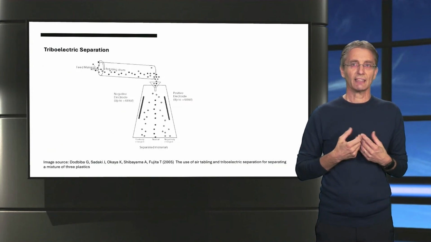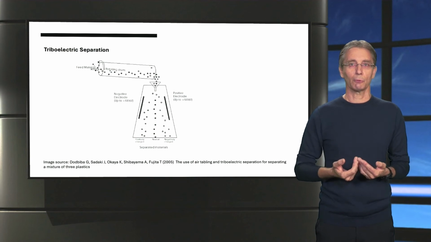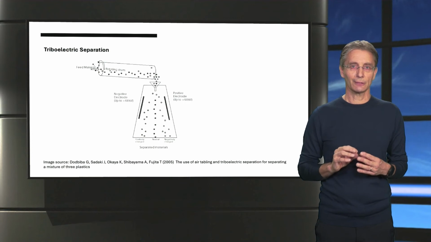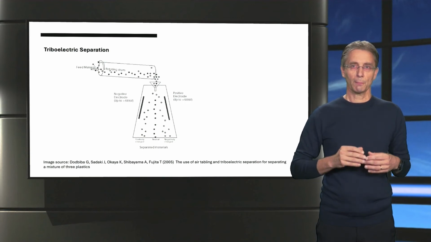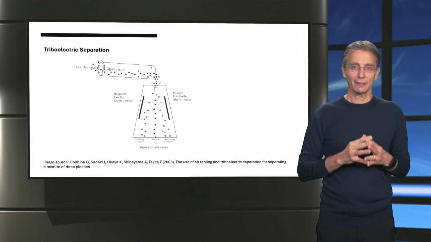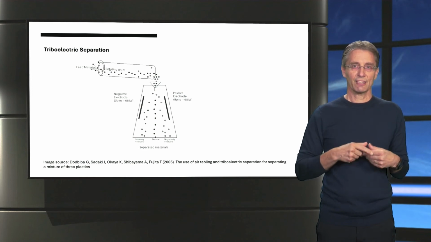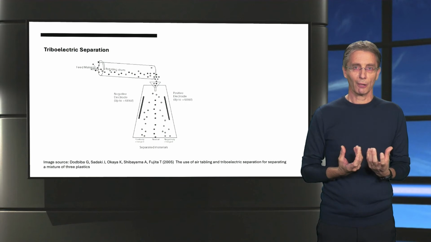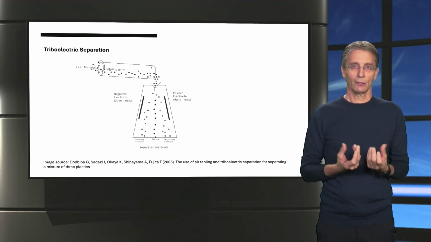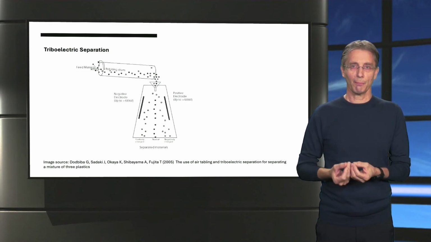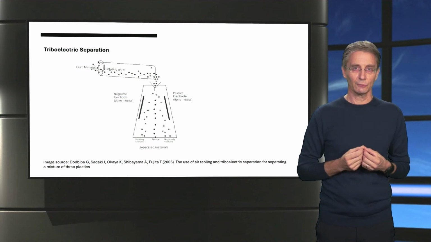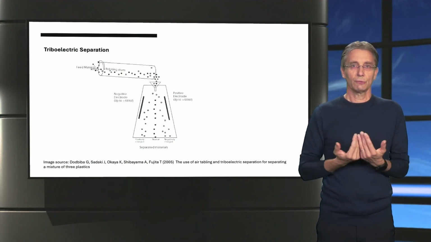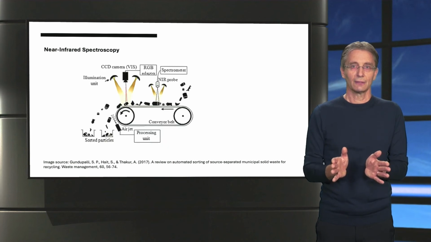Further, electrostatic properties can be used to separate polymers. This is known as triboelectric separation. First, the plastic particles are shaken in a charging unit in which they rub against each other, which causes different polymer particles to become charged. A conveyor belt then guides these particles towards an electrostatic field that deflects the differently charged particles into different containers.